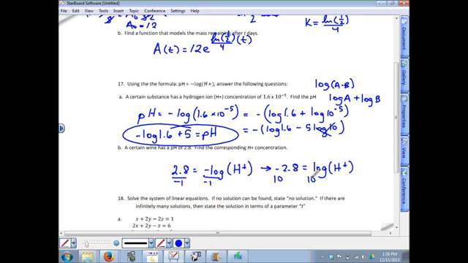or if we raise both sides using a base of 10, that logarithm is going to cancel, leaving what we were trying to solve for, H plus then is equal to 10 to the power of negative 2.8.